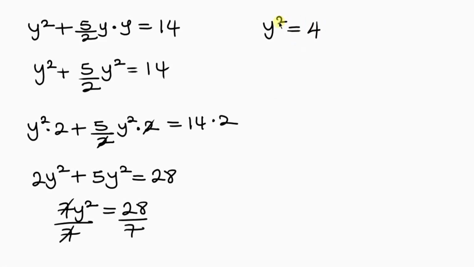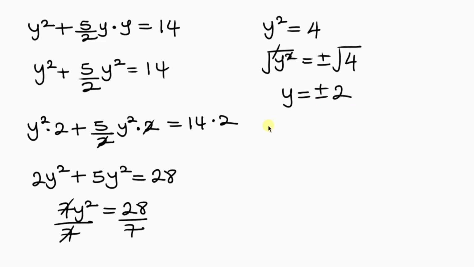Now to remove this square, I have to take the square root of both sides. So the square root of y squared is equal to plus or minus the square root of 4. The square root cancels out the square, leaving behind y to be equal to plus or minus the square root of 4, which is 2. So there are two values of y from here. y is equal to positive 2 or y is equal to -2.